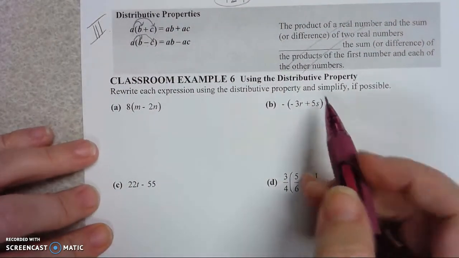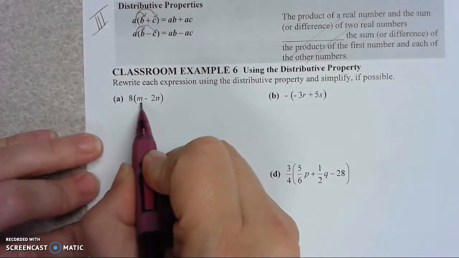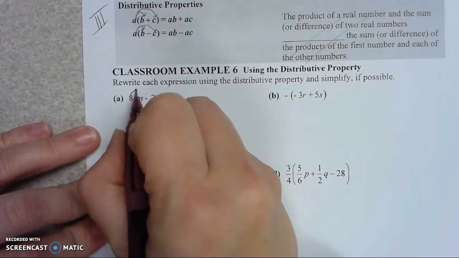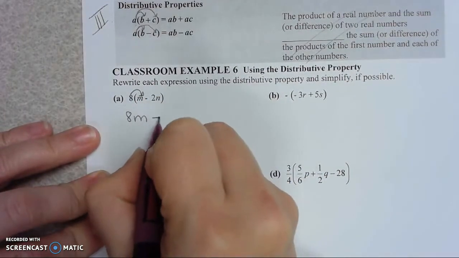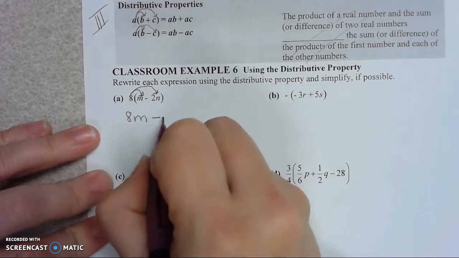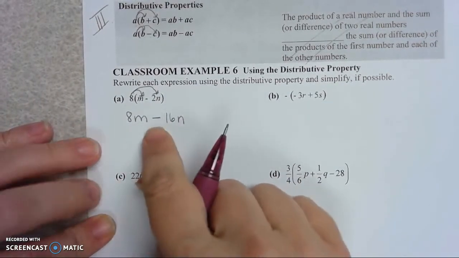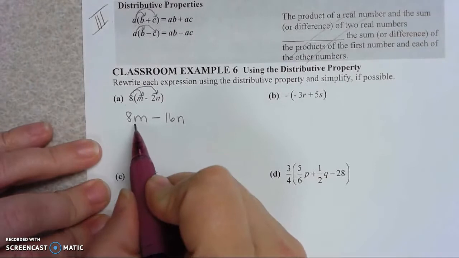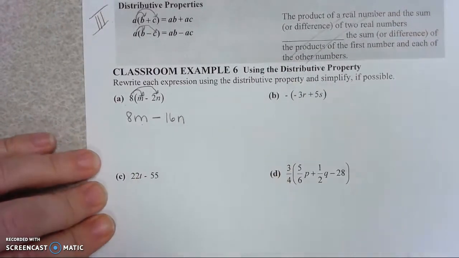Alright, so if I'm using the distributive property, some examples. If I have 8 multiplied times the difference of m minus 2n, I take 8 times m, it'd be 8m minus 8 times 2n, which is 16n. Then I look to see, can I combine those together? If so, I do. But 8m and 16n are not the same. They are not like terms.